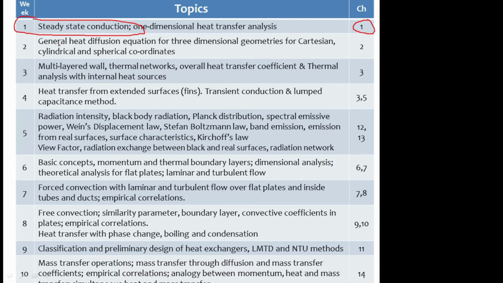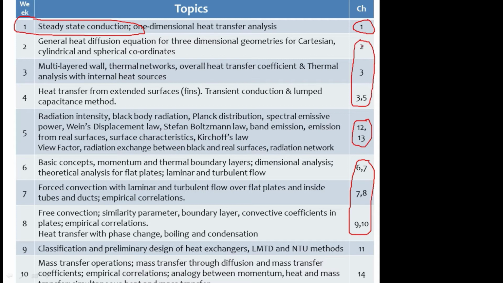And then after chapter number 1, we would be learning conduction in detail, for example, in chapters 2, 3 and 5. So these are the three chapters that focus more towards conduction. And then we would have a couple of chapters on radiation, and then the rest, 6, 7, 8, 9 and 10, belong to convection majorly.